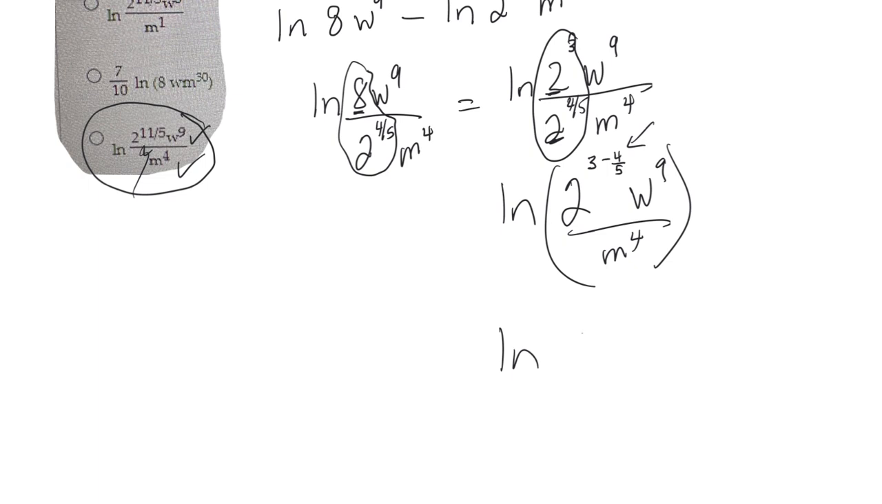So it'll be ln of 2 to the 11/5 w to the 9 over m to the 4. Right? Hopefully that helps you out with that question.